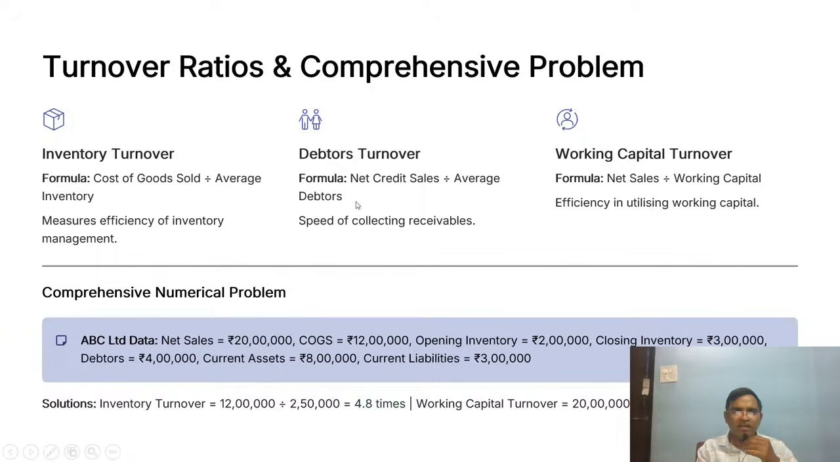Then debtors turnover is net credit sales divided by average debtors. Working capital turnover is net sales divided by working capital. So these are the things. These are some numerical values. Just go through that one.